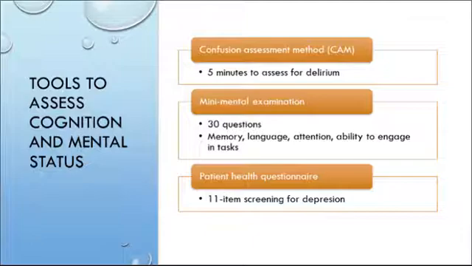Tools to assess cognition and mental status. These are on table 23.6 on page 1720. These are the three I want you to focus in on. Your Confusion Assessment Method, CAM. It takes 5 minutes to assess for delirium. Mini-Mental, 30 questions examining memory, language, attention, ability to engage in tasks. Again, these are in table 23.6. And your Patient Health Questionnaire, which is an 11-item screening for depression. Those are the three to focus on, not the rest of that.